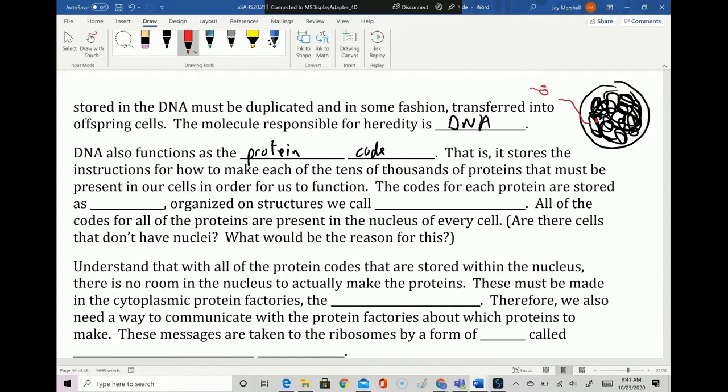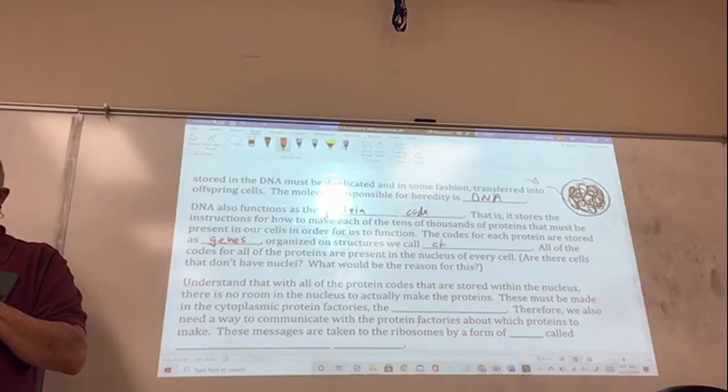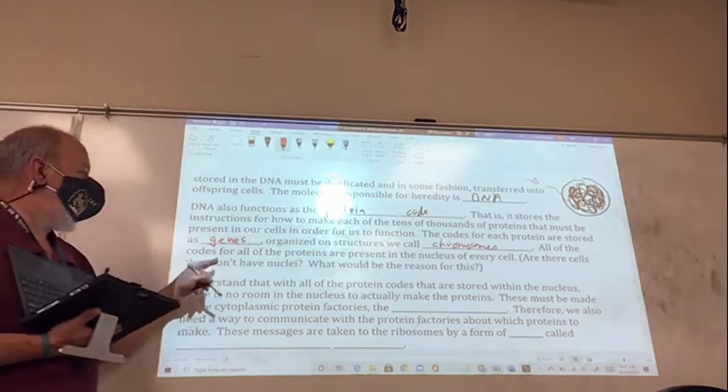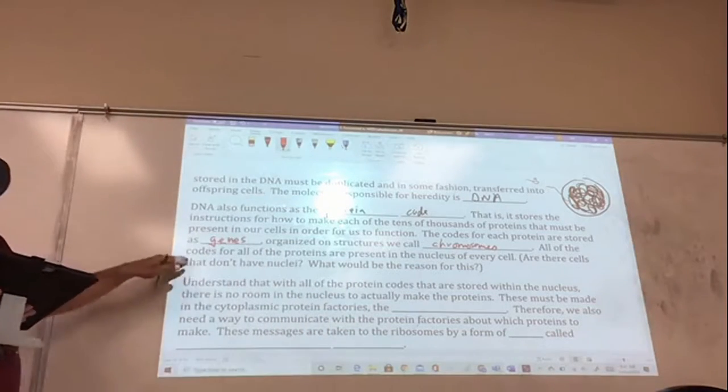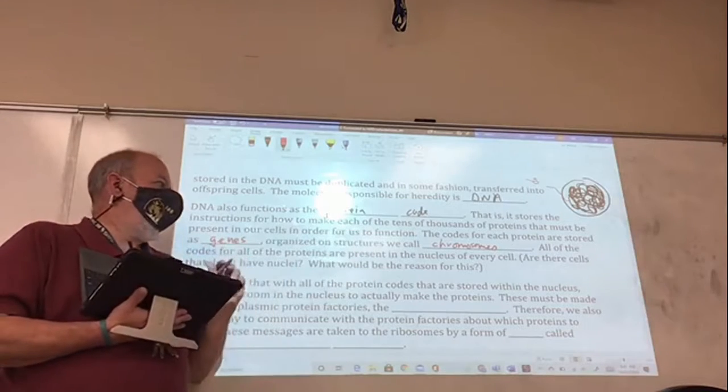So the codes for each protein are stored as, we just said, what are they stored as? Genes, right? Organized on structures that we call what? What do we call all of this material here? And we have 23 of them, or 46 of them. They're chromosomes, right? All of the codes for all of the proteins are present in every cell.